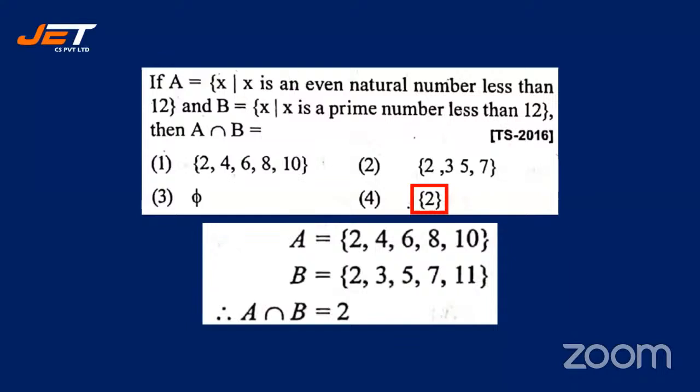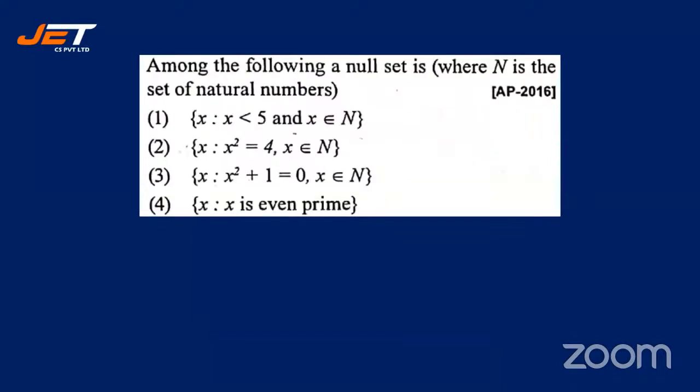Excellent. Almost everyone gave me the right answer. Good going. All right, see the next question. Among the following, a null set is, where N is the set of natural numbers. Is it clear? So you just have to give me the correct option.